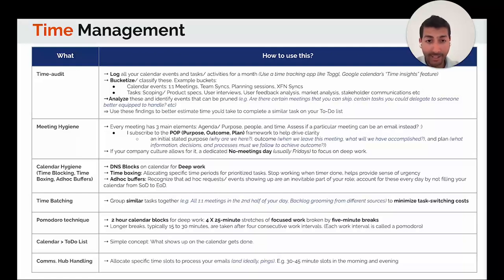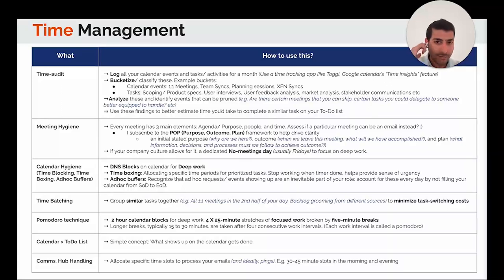Next up is meeting hygiene. And here's how I think about meetings, right? Any given meeting has three elements. So you have your agenda, you have the people participating in the meeting, and then you have the time spent in that meeting. And the first thing that I assess whenever a meeting shows up on my calendar is whether that meeting can be an email instead.